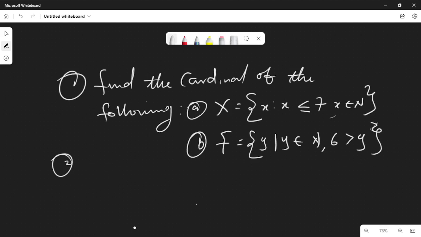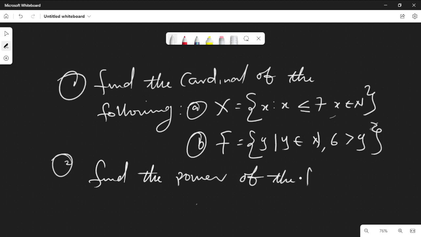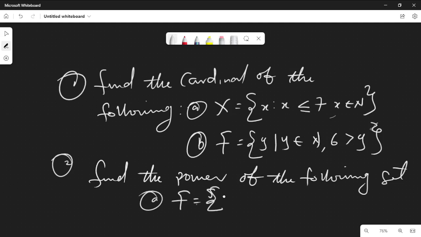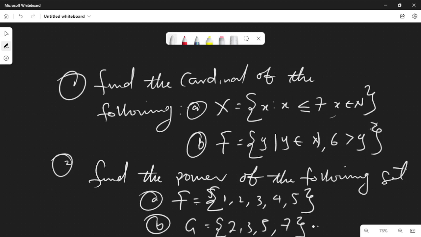And the last question that I'm going to give you is: find the power set of the following sets. For A, you have F equal to the set of 1, 2, 3, 4, 5, and for B, you have G equal to the set of 2, 3, 5, and 7. So you have to find the power set of each.